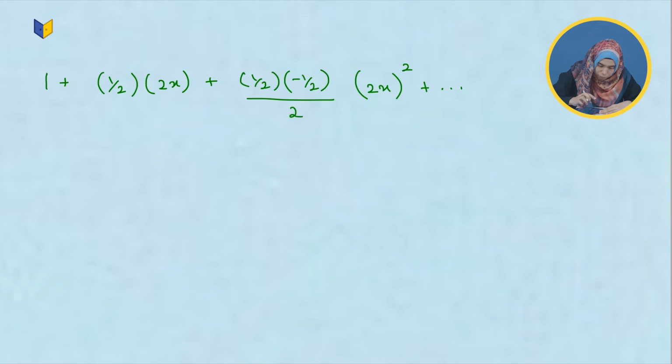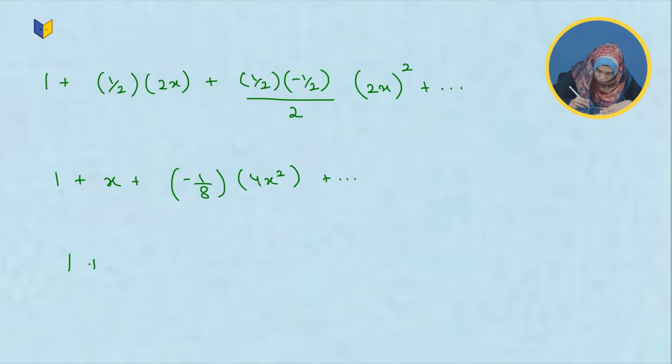Alright, so when I simplify these terms, the first one is 1. The second term is half into 2x, which is just x. Half into minus half is minus 1 upon 4. Divide by 2 becomes minus 1 by 8. But then we have 2x whole square, which becomes 4x squared. And finally, the terms are 1 plus x minus half x squared. This is the expansion of the given binomial up till x squared.